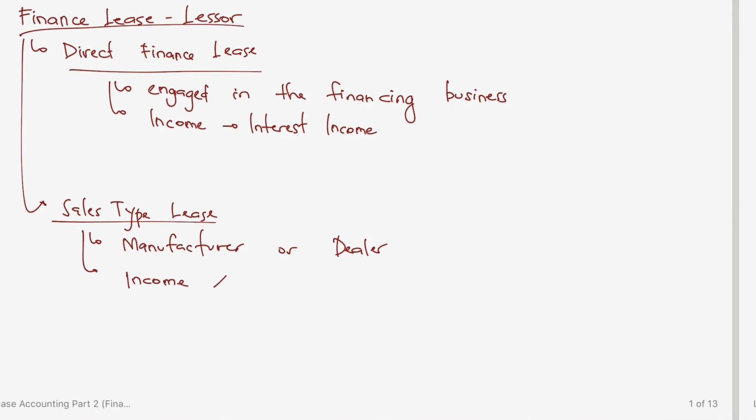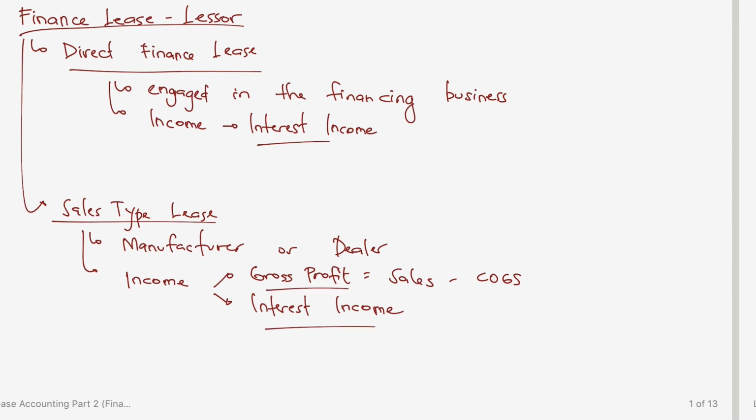Sir, ano yung dalawang income niya? Una, is yung tinatawag natin na gross profit. And alam naman natin no, kung paano i-compute yan. Gross profit will just be equal to sales minus the cost of goods sold. Pero yung pangalawang income niya, syempre utang pa rin yan. So mag-earn pa rin po tayo ng interest income. Okay? So kapag direct finance lease, isa lang ang income natin, ha? Interest income. Pero kapag sales type lease, dalawa, gross profit and interest income.